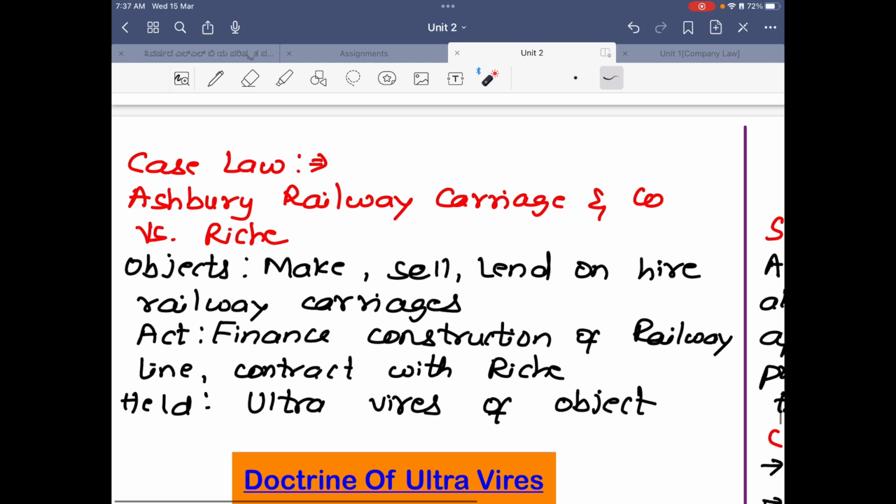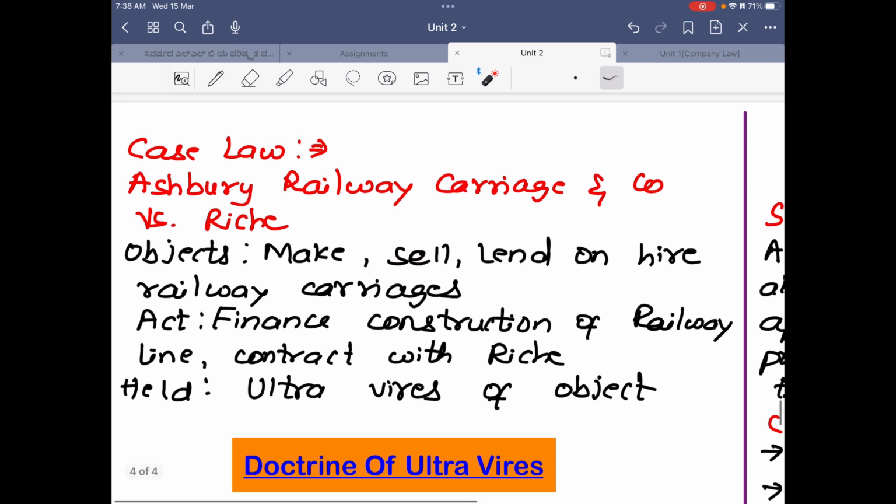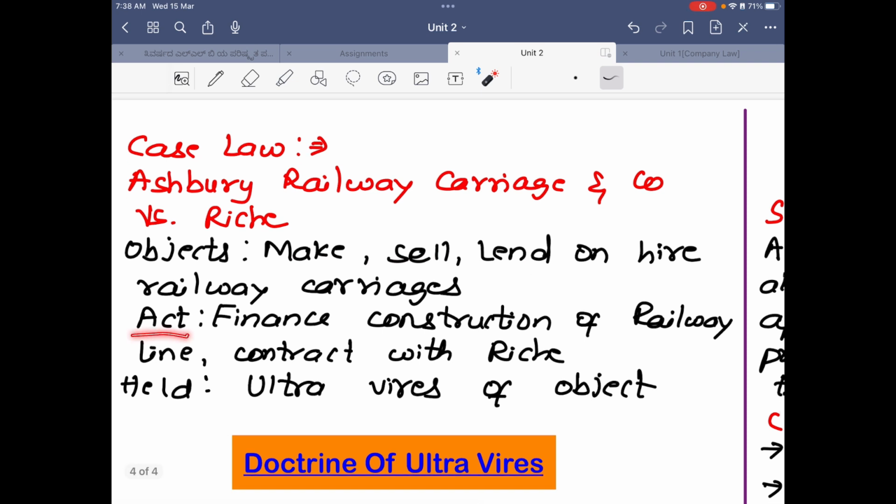Case law: Ashbury Railway Carriage and Co. versus Riche. The objects of the company were to make, sell, and lend on hire railway carriages. But what they did was try to finance the construction of a railway line by contracting with Riche. It was held that this was ultra vires of their object, since they had not specified it in their object.